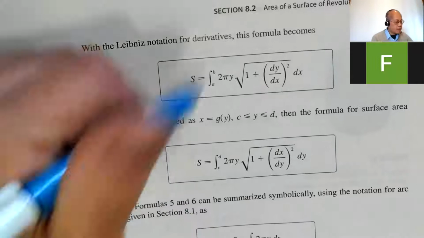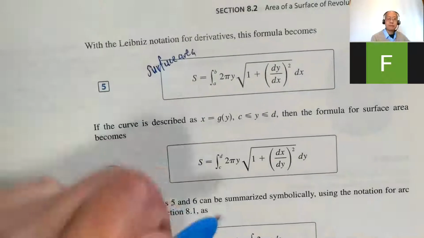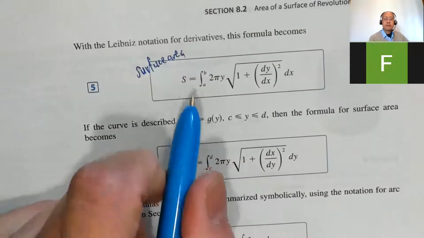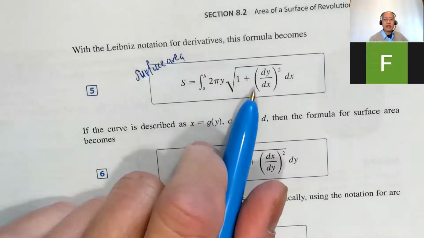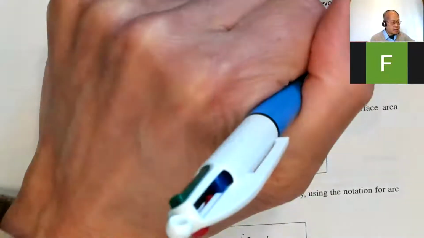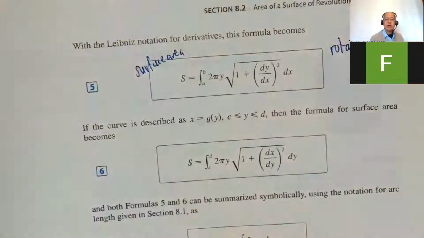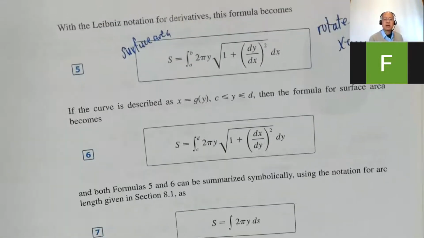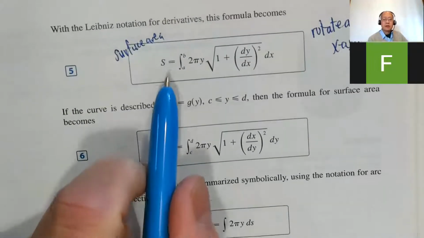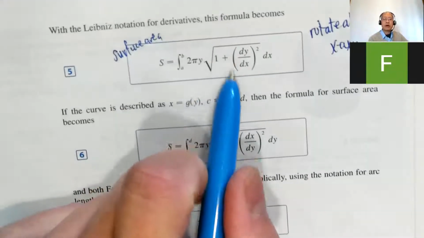Okay, S, surface area. Integral from a to b, 2 pi y radical 1 plus dy/dx squared dx. And this is rotated about the x-axis. So integral from a to b, 2 pi y radical 1 plus dy/dx squared dx.